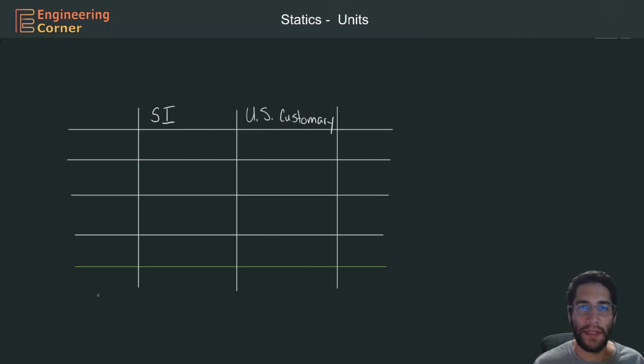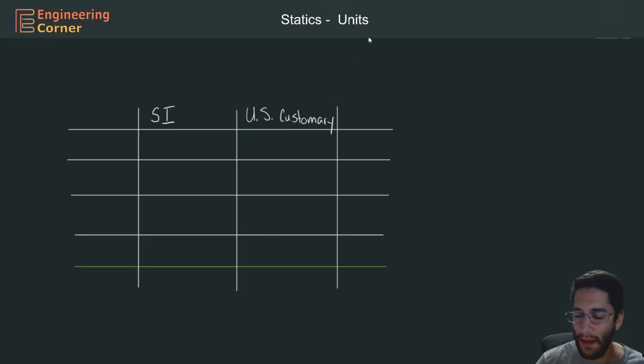Having a solid understanding of units is crucial in our study of mechanics and engineering in general. What units allow us to do is quantify different physical properties such as mass, length, or force in meaningful and consistent ways. Now, in statics, we're typically going to work with two unit systems. One, our international system or SI units, and two, our US customary system.